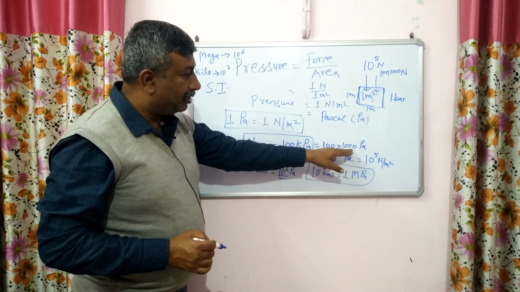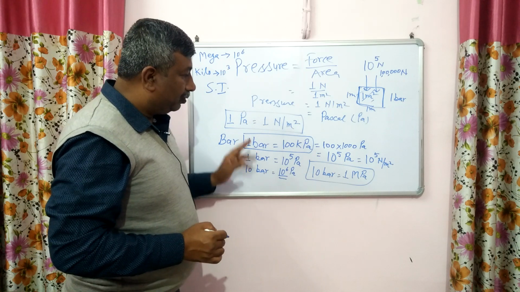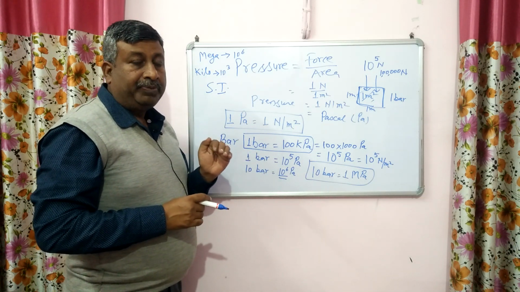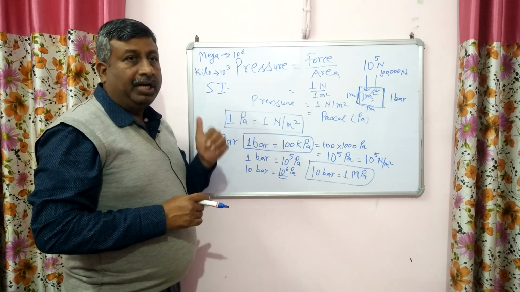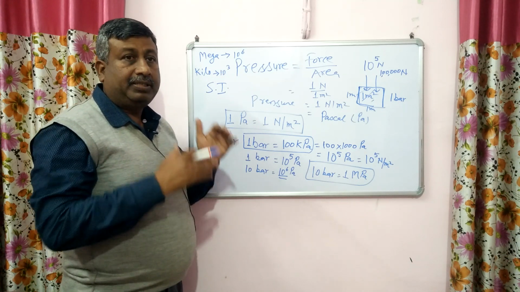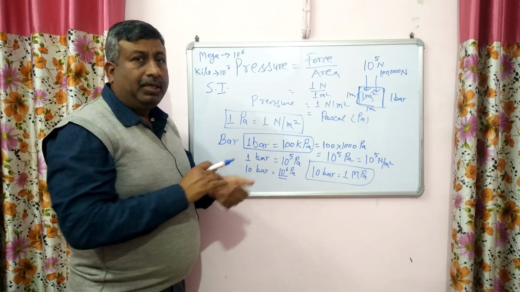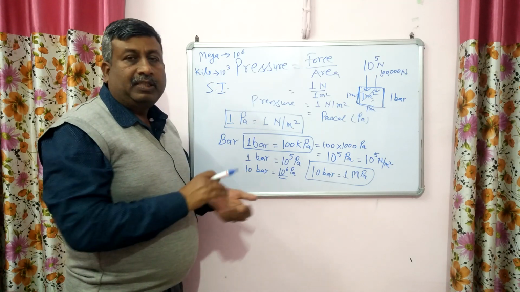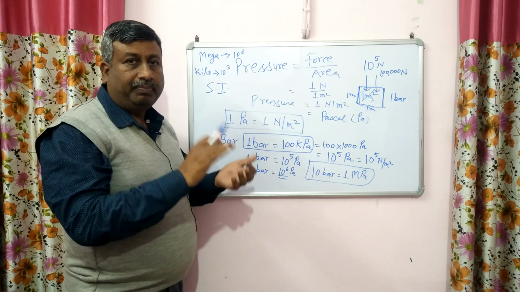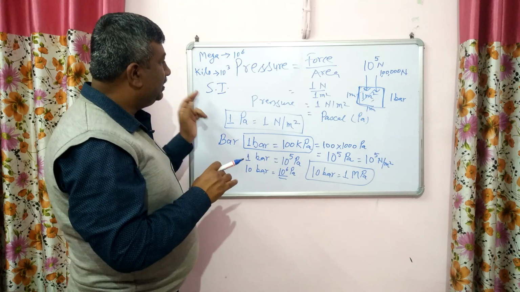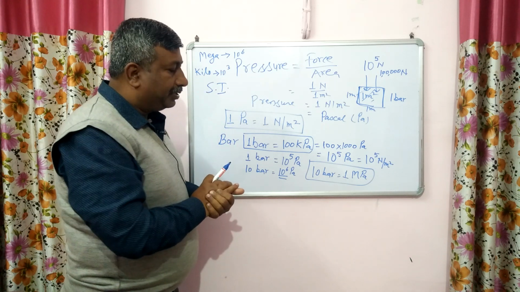So kilo means 1000, okay, 10 to the power 5. So another relationship is 10 bar is equal to 1 megapascal. So bar is a very large unit, or atmospheric pressure is very high, very large atmospheric pressure. That's why it is expressed in bar. So bar is used for expression of atmospheric pressure, and the SI unit is Pascal.